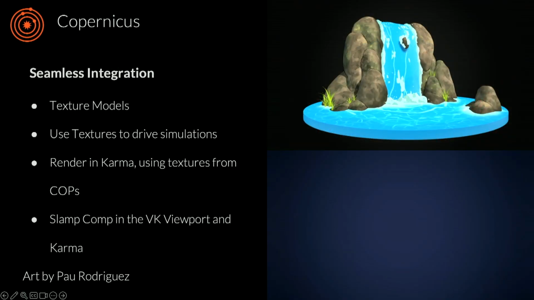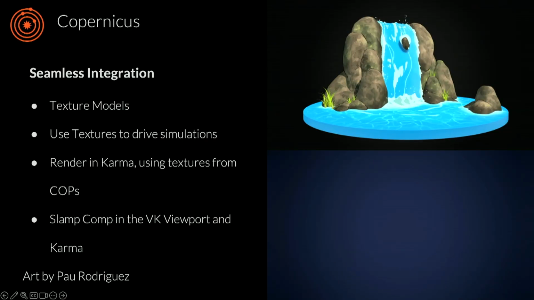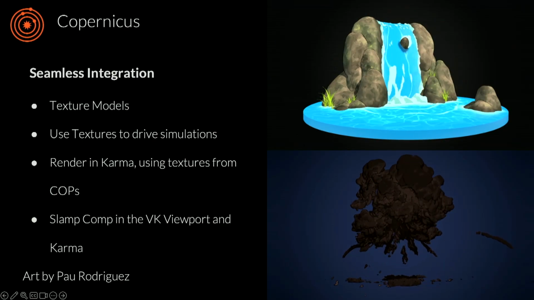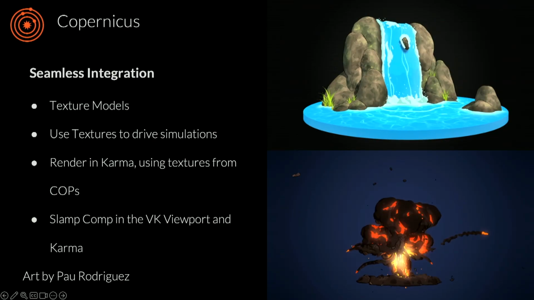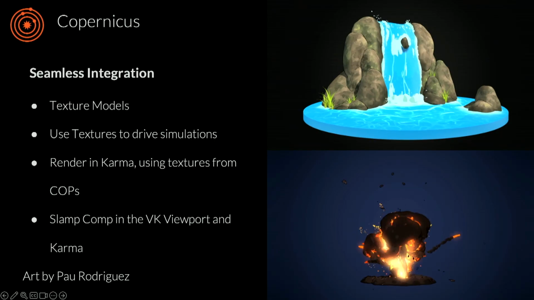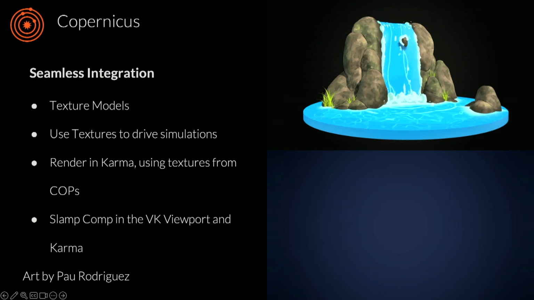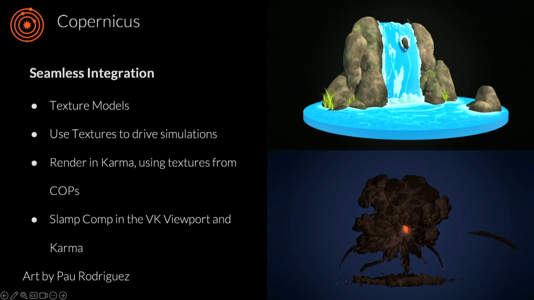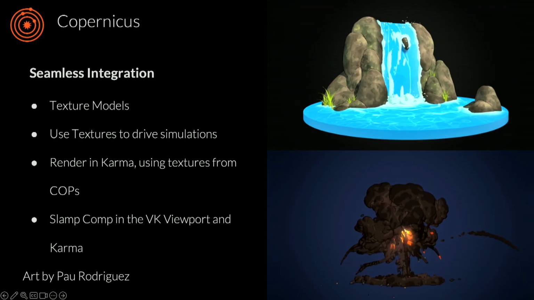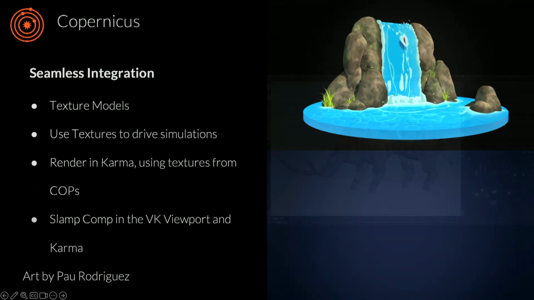Seamless integration is a big part of what makes Copernicus really great, because you can build your model inside of our geometry context and then bring that in. You can bring textures in to drive simulations, then you can use those textures in our render engine, and then you can do what we call slab comp, which is basically applying filters to your viewports. So here are a couple of examples.